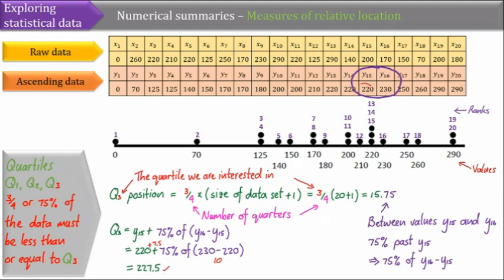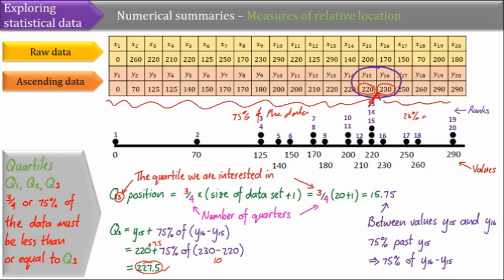So you can see we're not sitting at 220, but we're not sitting at 230 either. We're sitting in between the two at value 227.5. So that means that because it's Q3, that 75% of the data is less than or equal to 227.5. So from the 227.5 in there, all of this down here, that will be 75% of the data. And obviously above it, we will have 25% of the data.